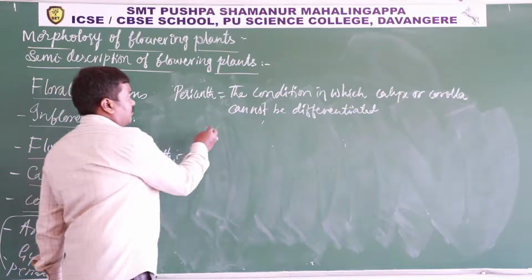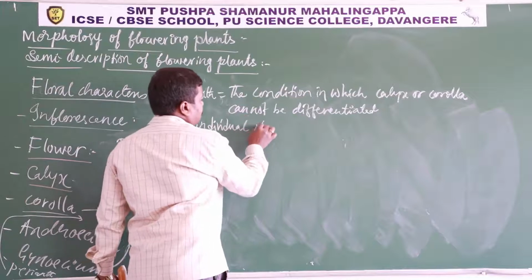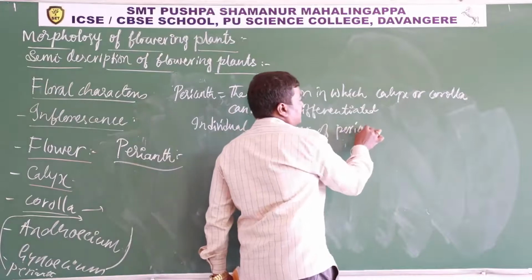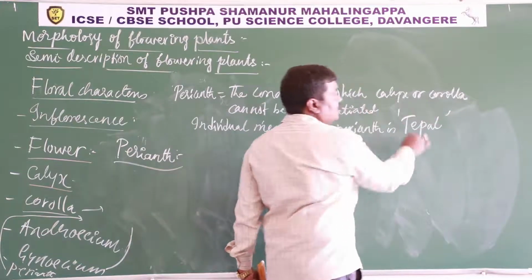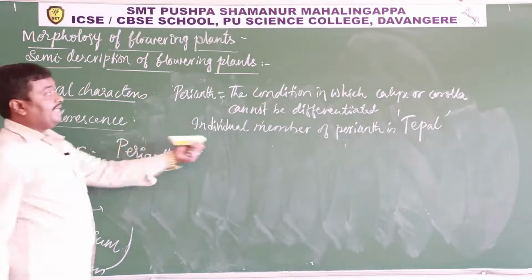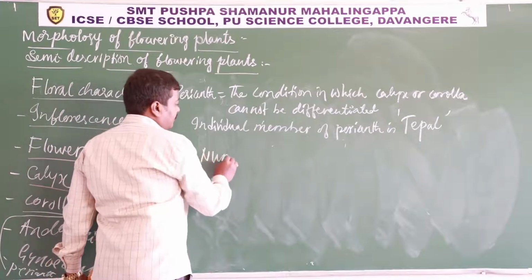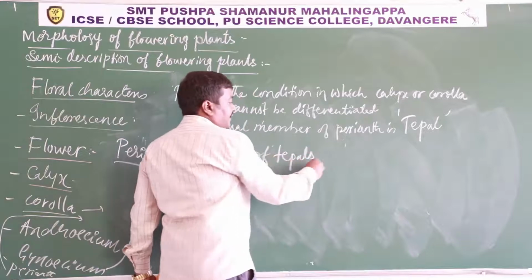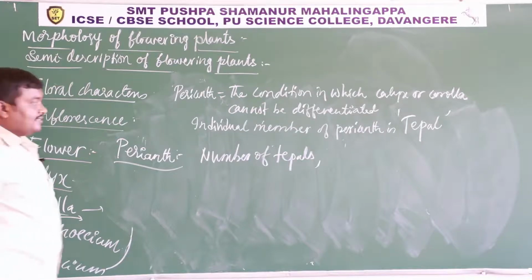And the individual member of perianth is the tepal. So the individual member of calyx is sepal, the individual member of corolla is petal, and the individual member of perianth is tepal. So we need to mention the number of tepals.